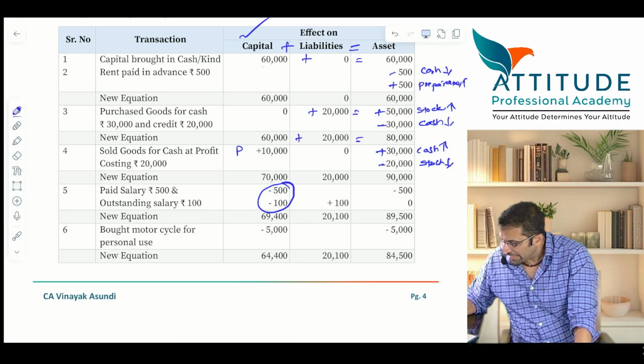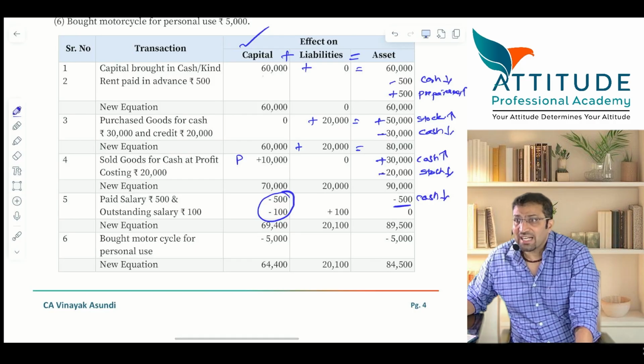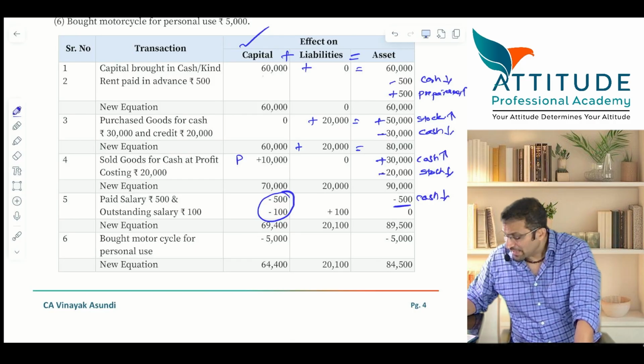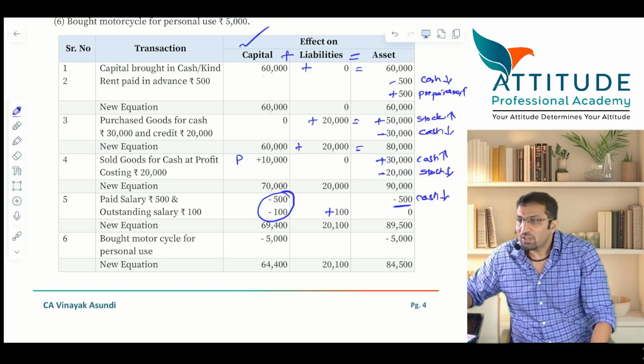Then tell me cash reduces by how much? 500, because you have paid cash 500, and 100 is outstanding payable. Anything payable is a liability, so liability increases. It becomes plus. Is that clear? Understood? All of you understood or no?